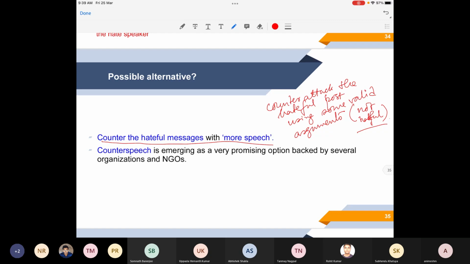As I was telling you last day, many of the hateful content that we observe are actually born out of fake news. Therefore, if you have a counter speech or a counter attack to the hateful content, showing evidence that this particular content is fake, then that itself serves your purpose as counter speech. So this is one way that you can promote counter speech. There are a lot of NGOs and in fact many social media websites that are coming up with such counter speech campaigns.